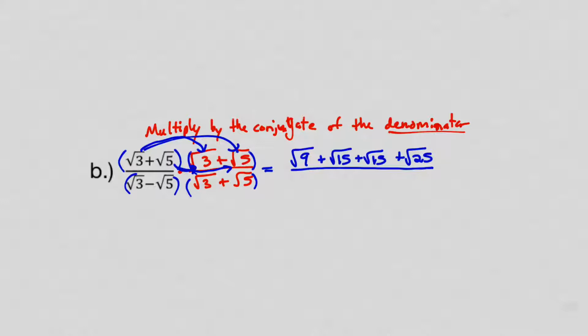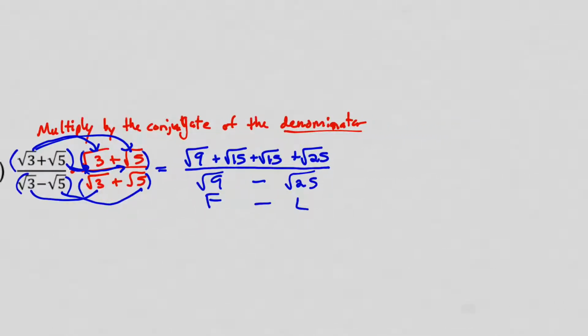Which, remember, we can go ahead and skip the O plus the I of FOIL because we know it's going to get canceled out. So I'm just going to do the F of FOIL minus the L of FOIL. Okay, so the front terms I'm going to focus on, that's radical 9 minus the last terms, which is radical 25. And just put the minus in between. Okay, that'll shorten up the work a little bit.